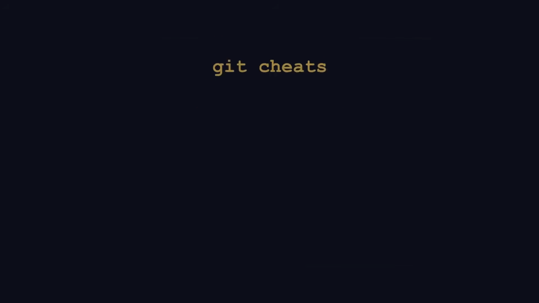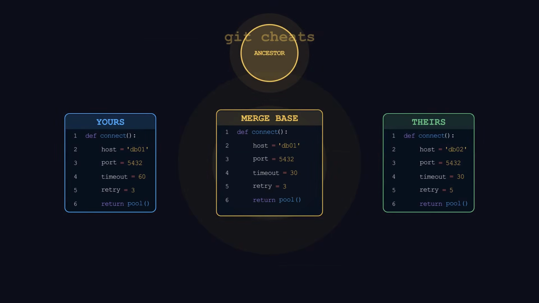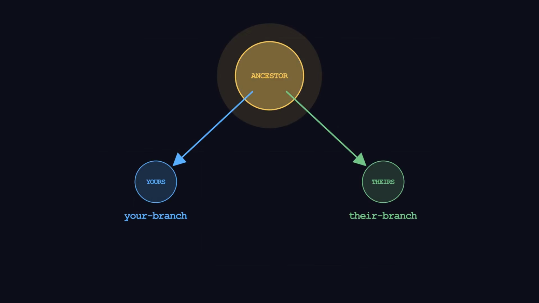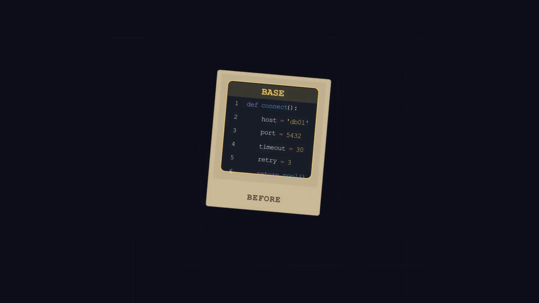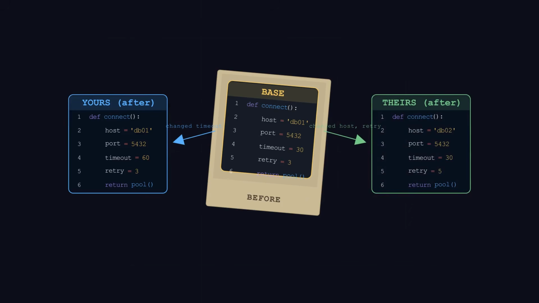So Git cheats. It finds a third file, the merge base. This is the common ancestor, the last commit both branches shared before they diverged. Think of it as the before photo. Your branch is one after, their branch is the other after. Now Git doesn't have to guess who changed what. It knows, because it can compare each side against the original.